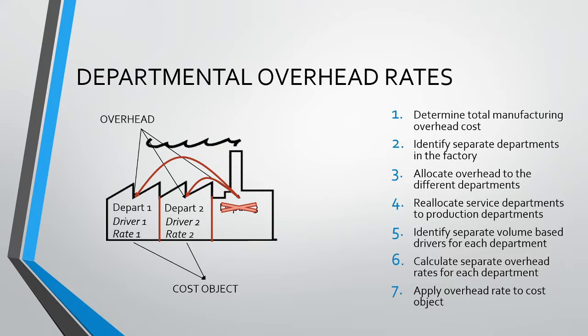A quick recap of how departmental overhead rates work. In our previous video on allocating the overhead costs to the departments, we focused on steps 1 to 3, which took us through determining the total manufacturing overhead cost, identifying the separate departments, and ended with us allocating our overheads to the departments in the factory. In this video, we will again be focusing on steps 4 to 7, which look at the reallocation of service departments, the calculation of the departmental overhead rates, and the allocation to the products.